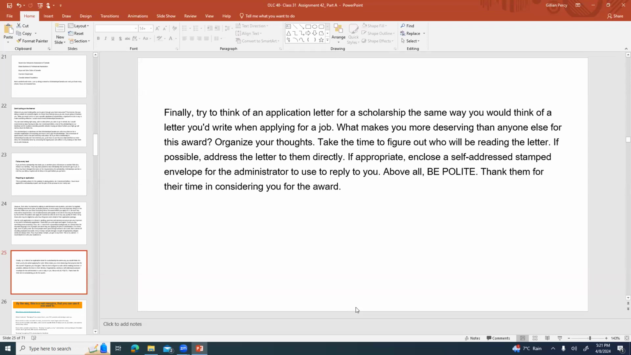Finally, try to think of an application letter for a scholarship the same way you think of a letter that you would write when you're applying for a job. What makes you more deserving than anyone else for this award? Organize your thoughts. Take the time to figure out who will be reading the letter. If possible, address the letter to them directly. If appropriate, enclose a self-addressed stamped envelope for the administrator to use to reply to you. Above all, be polite. Thank them for their time in considering you for the award.